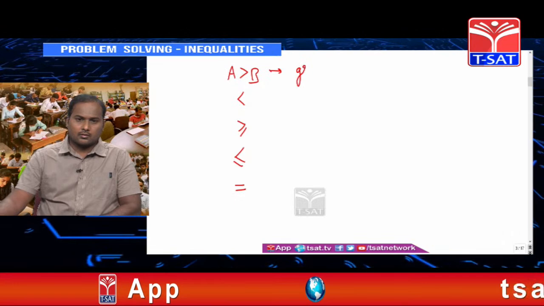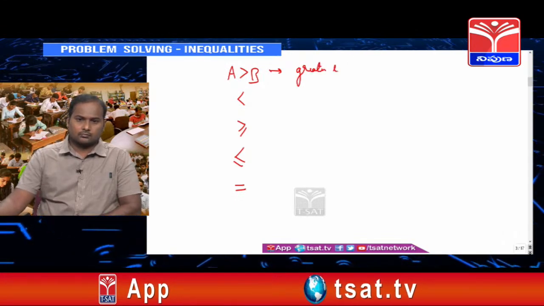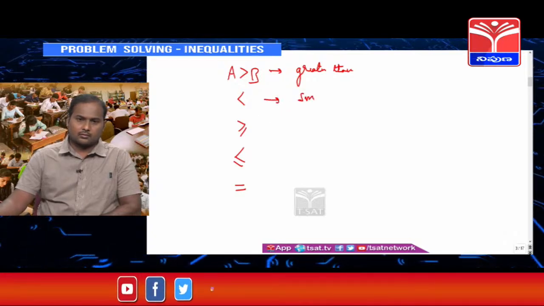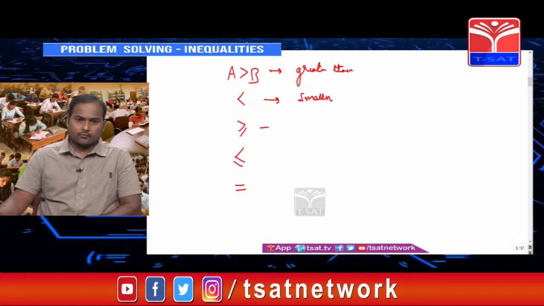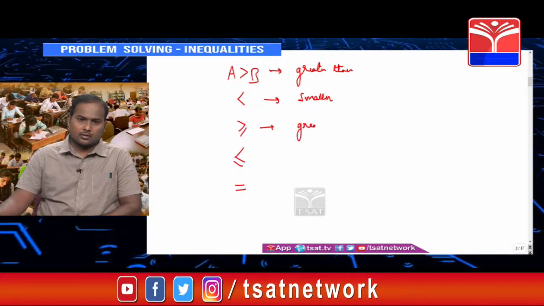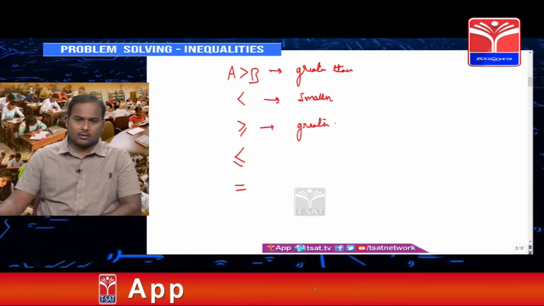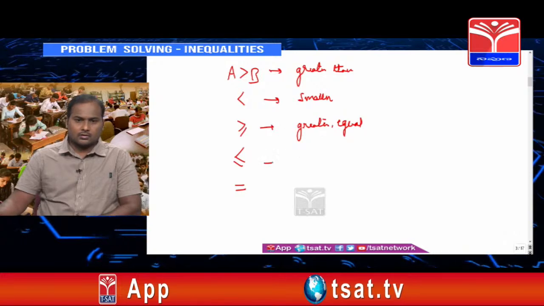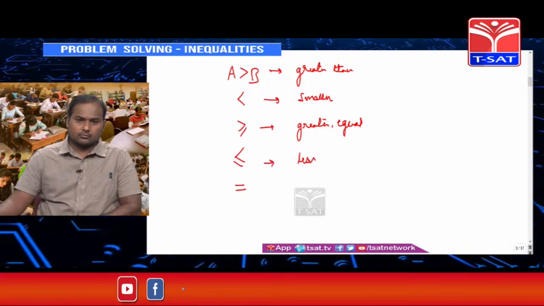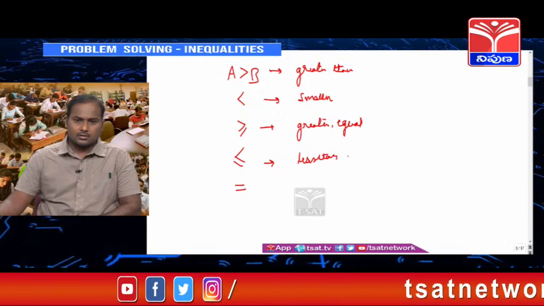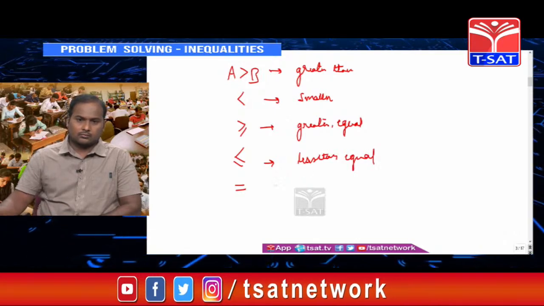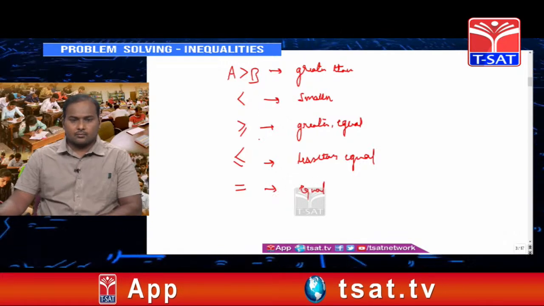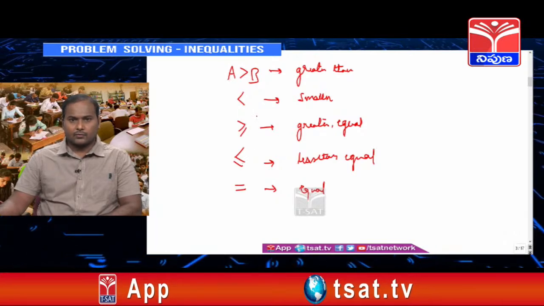One is greater than, the other one is smaller, so this comes under smaller. This is greater than or equal, this is less than or equal, and this is equal. So these are the 5 signs. Based upon these 5 signs we need to solve the problem.